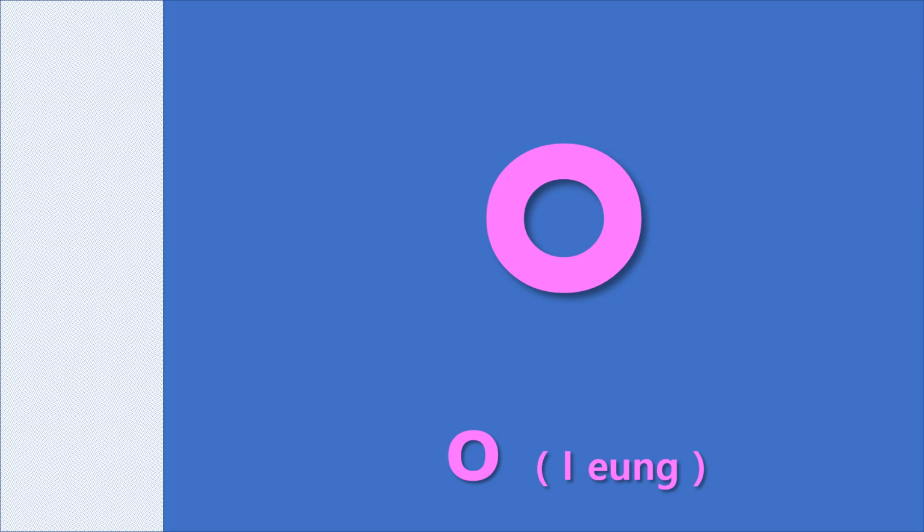Next one is O. Yes, the alphabet O is the ng sound, right? So ng sound is ng. In front of a vowel it is silent, but at the end you can speak ng. This one is 이응. Let's practice after me. 이응.